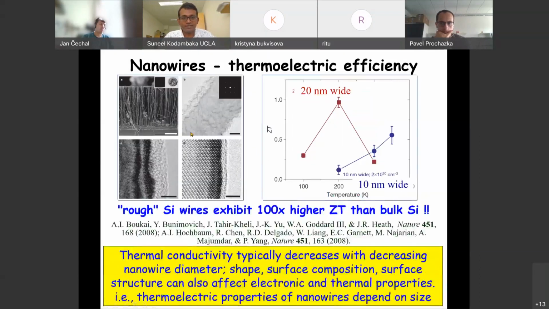And here is another example to show that the surface morphology of the nanowires can affect the thermoelectric efficiency. And this was shown for silicon nanowires, that as you increase the surface roughness, then its thermoelectric efficiency was significantly higher.